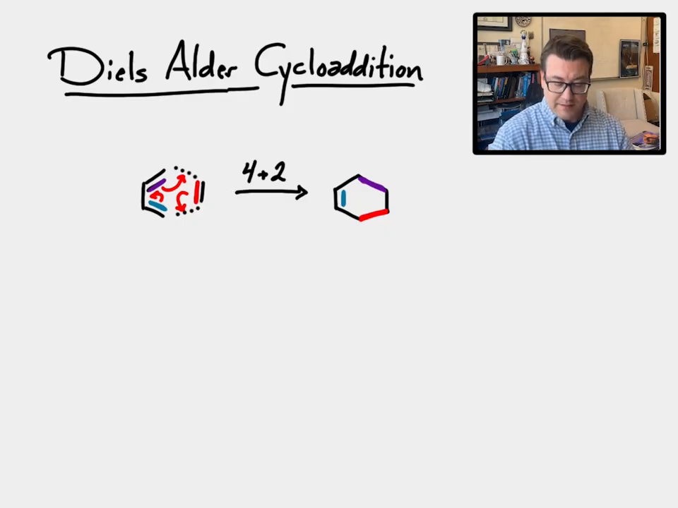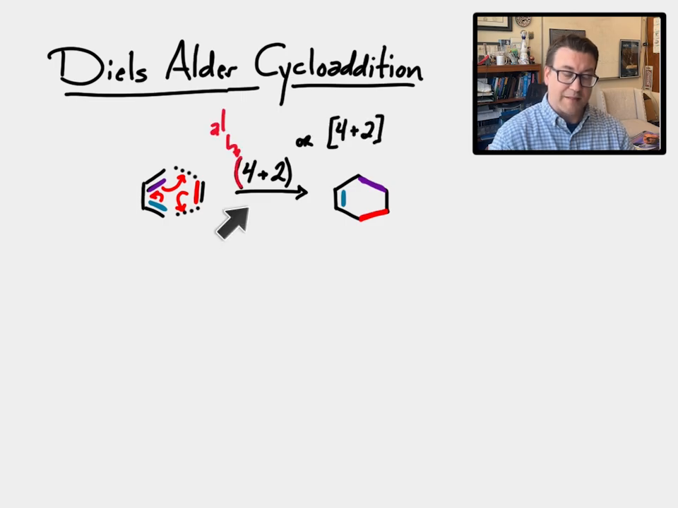And there are 2 different styles of brackets you can use. You can use parentheses or brackets. When you use parentheses, it technically refers to the number of atoms. So you have 4 atoms on this side and 2 atoms on this side. If you use brackets, it's referring to the number of electrons for this cycloaddition.